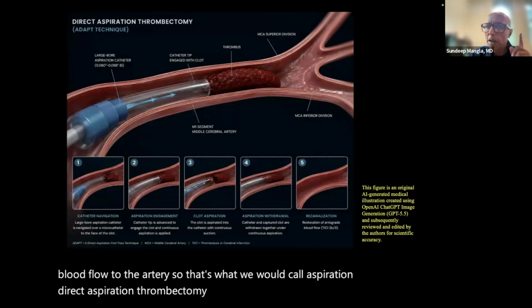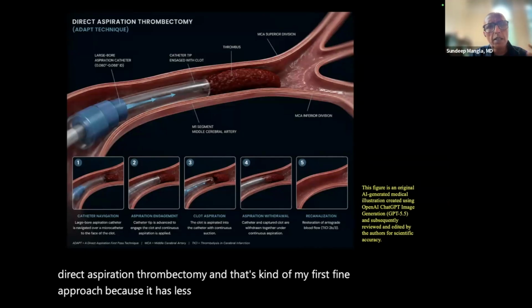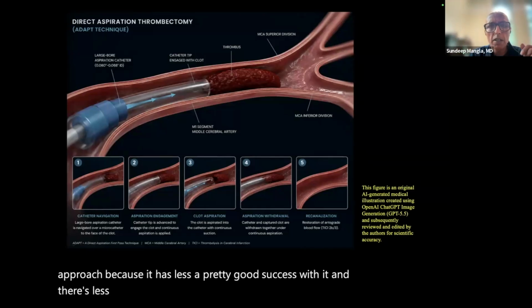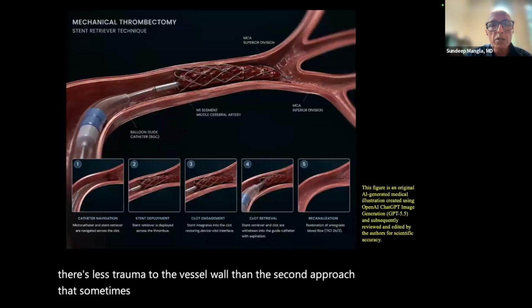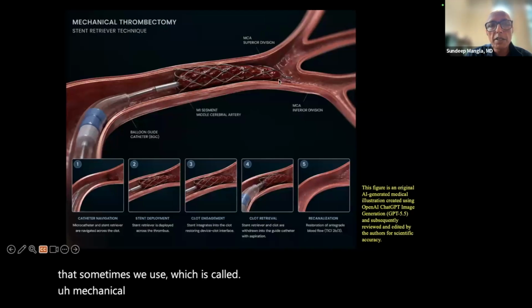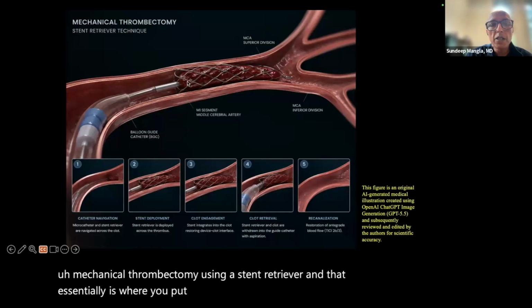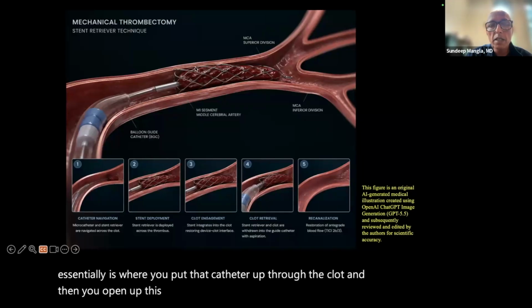And that's my first line approach because I have pretty good success with it, and there's less trauma to the vessel wall. Then the second approach that sometimes we use is called a mechanical thrombectomy using a stent retriever. And that essentially is where you put that catheter up through the clot, and then you open up this metal cage inside the clot. And that cage you let sit there for about 2 minutes.